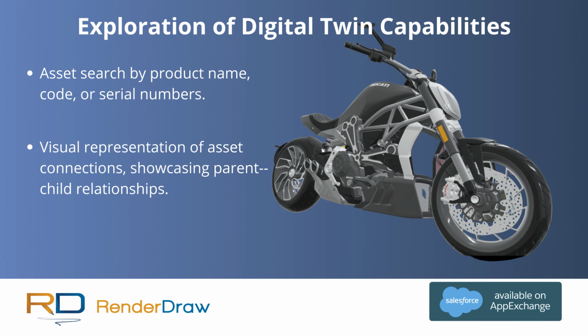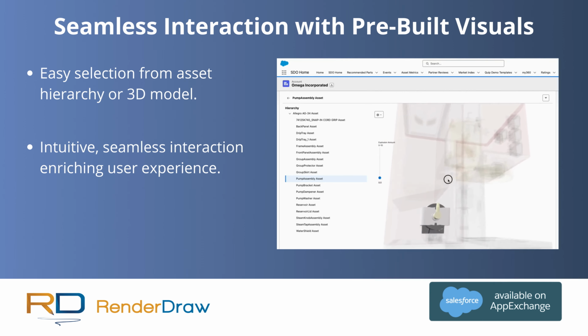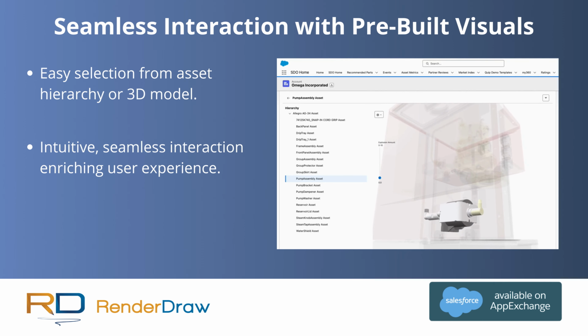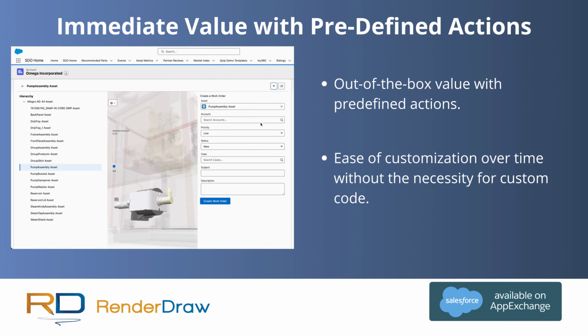Today, we explored the capabilities of our brand new Digital Twin app. We delved into the process of searching assets by product name, code, or serial numbers. We saw how assets connect, displaying relationships between parents and their sibling assets directly from Salesforce data. We saw the pre-built, customizable visual effects offer a seamless interaction. Whether you're selecting assets from their labels in the hierarchy or touching them directly from your 3D models, there's value delivered on day one with predefined actions.